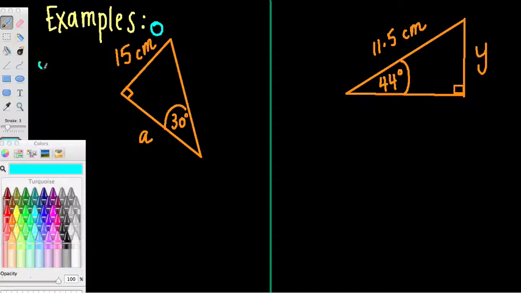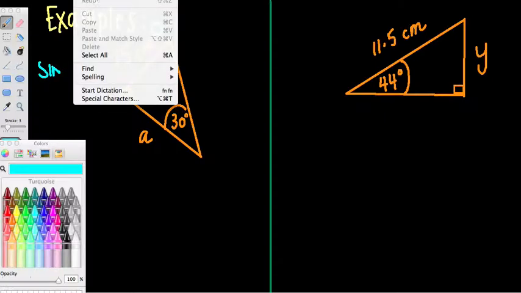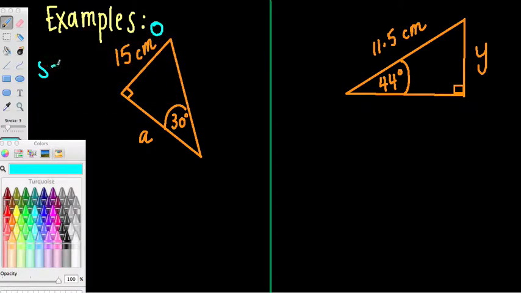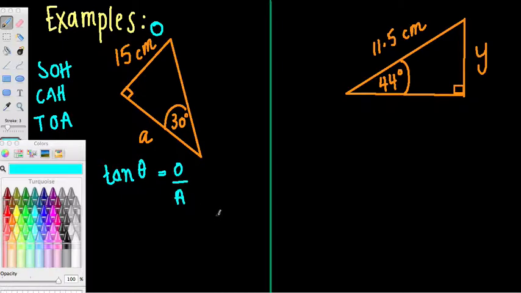Now if you have your sine, I should say, let's undo that. I was getting a little bit carried away, jumping a step ahead. So, CAH and TOA, SOH CAH TOA. If we can remember that. Here I've got O and A, that's OA, TOA. This bit here, T for tan. I know I'm using my tangent ratio. So that's my first step.